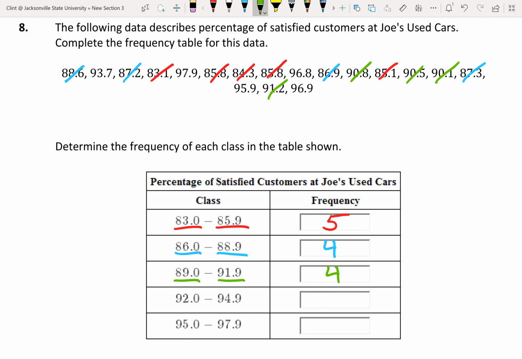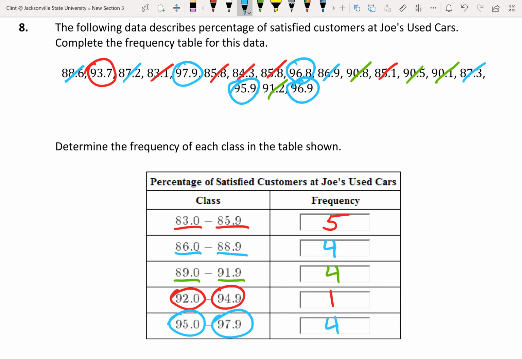I'm running out of color, so I'll go back to red and circle it. Now we want between 92 and 94.9, so anything 94.9 or smaller, I'm going to mark off. There's one, and that's the only one I see. Now we've got everything that's left if we've been careful. So now we want anything smaller than or equal to 97.9. There's one, one, one, and one. So 1, 2, 3, 4.